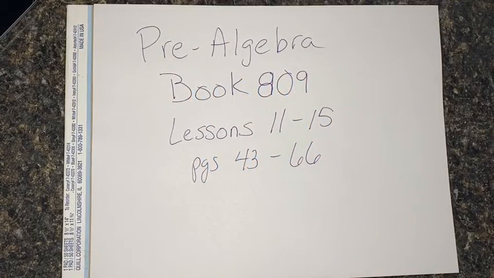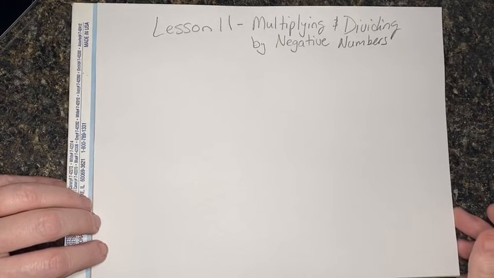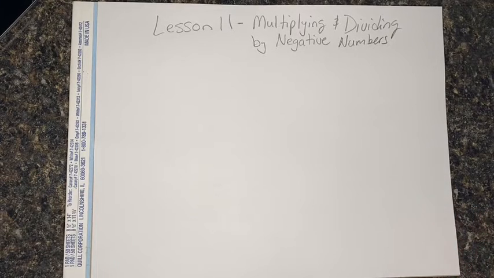Hello, for this video, we're going to be going through Pre-Algebra, book 809, lessons 11 through 15 on pages 43 through 66. We're going to start off here in lesson 11 with multiplying and dividing by negative numbers.